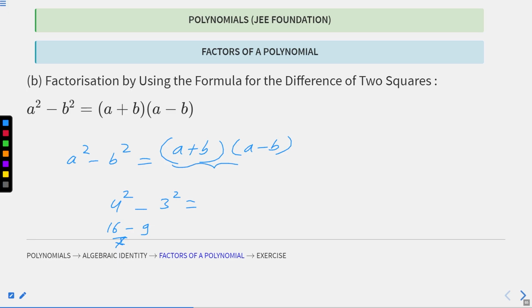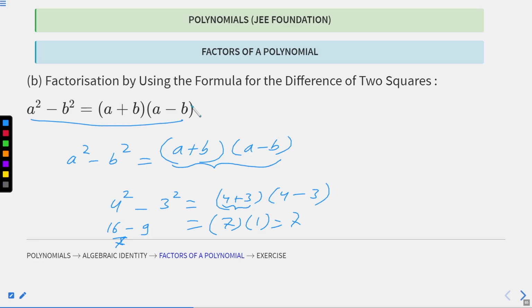Let's see what the right side says. So a is our 4 and b is our 3, so a plus b is 4 plus 3, which is 7, multiplied with 4 minus 3, which is 1, which is equal to 7. Indeed this holds, because this is an identity, and an identity is always true. Okay, it is universal that identities make true statements.